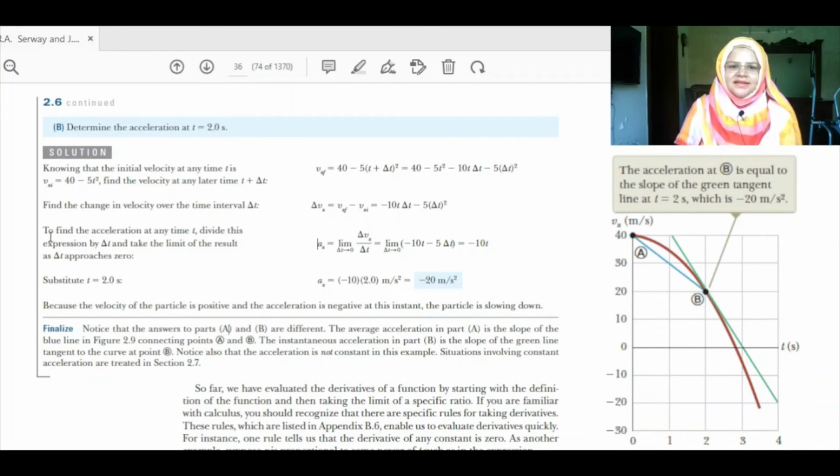To find acceleration at any time, divide this expression by delta t and take the limit of the result as delta t approaches 0. Ax is equal to limit delta t approaches 0 delta Vx over delta t. This is equal to limit delta t approaches 0 minus 10t minus 5 delta t. Since delta t approaches 0, Ax is equal to minus 10t.